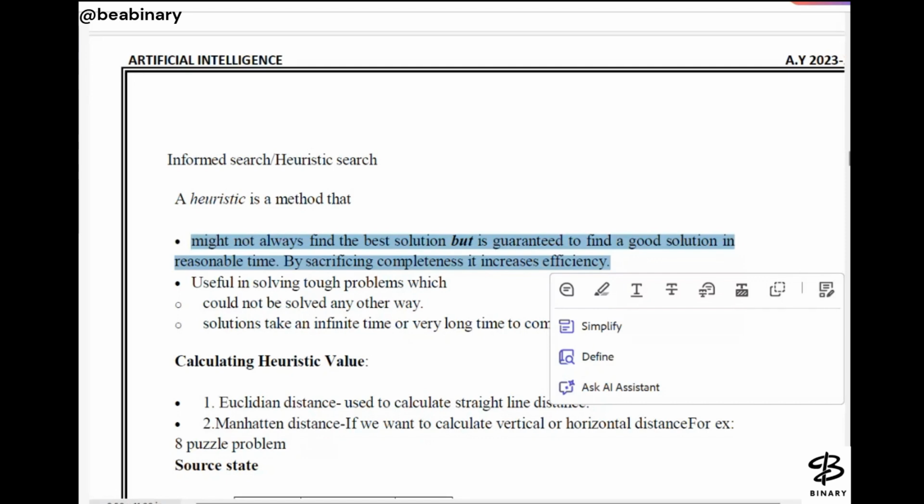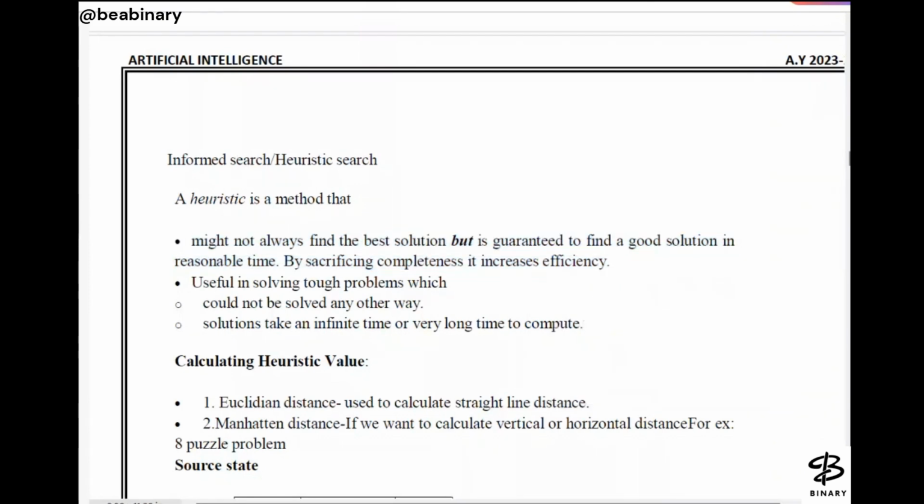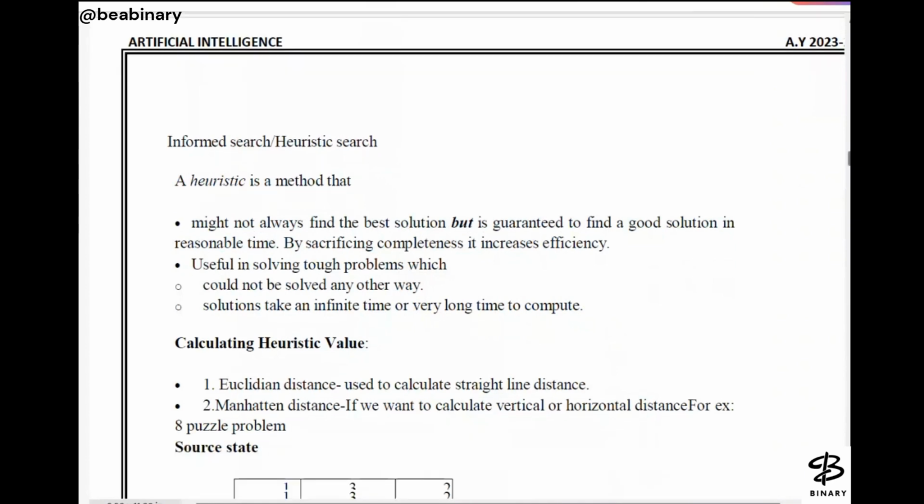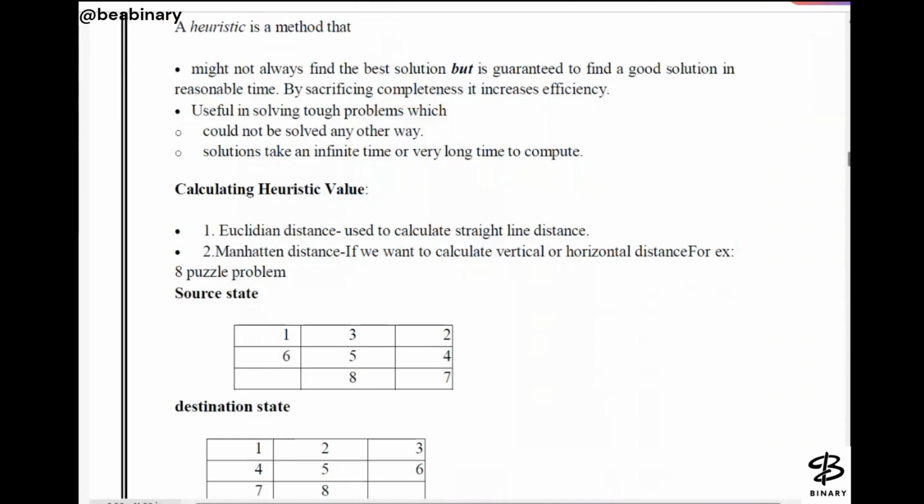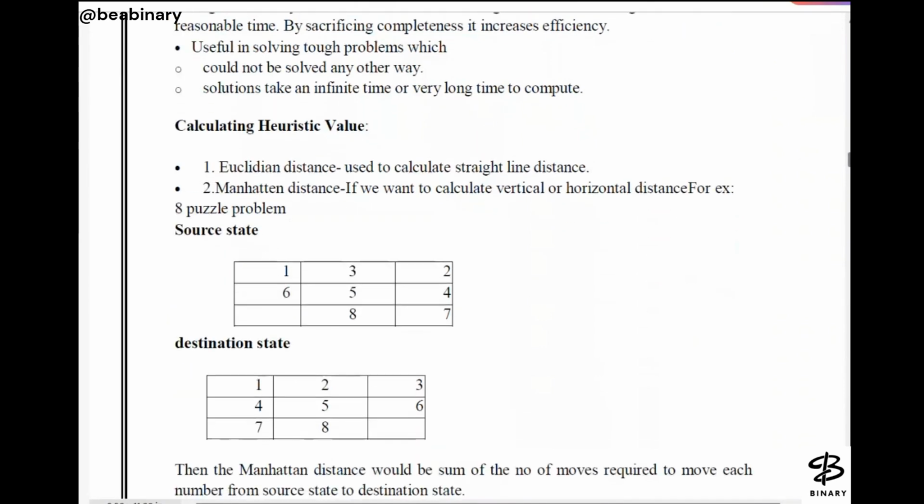So it is useful in solving tough problems which could not be solved in another way, right? Where the solution is not definitely present, or when the solution takes infinite time or a very long time to compute. So you use shortcuts to prioritize. So what do you do in a heuristic? You calculate the heuristic value by the Euclidean distance algorithm, used to calculate the straight line distance, and the Manhattan distance if we want to calculate the vertical or the horizontal distance.